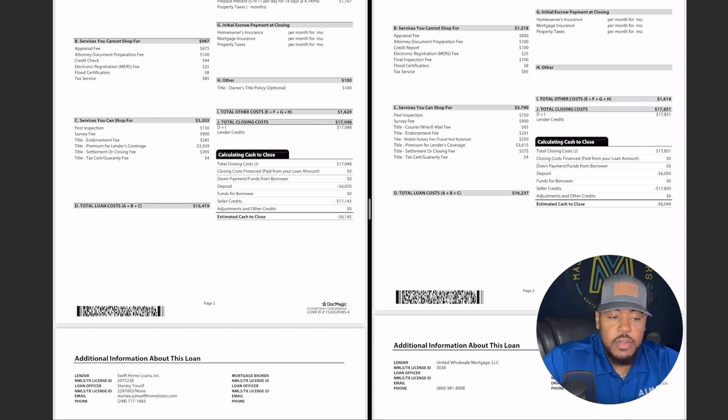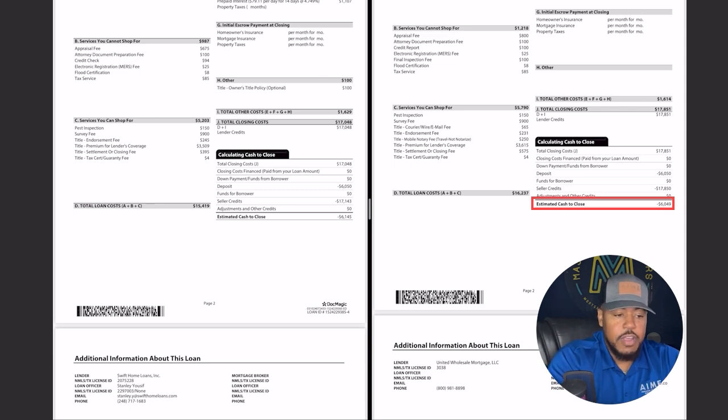However, if you do have a funding fee on an FHA, USDA, or VA loan, that can be financed into your loan. You're also going to see down payment funds. If you're paying a down payment, it's going to be listed there. Deposit, if you put any deposit up front, it's going to subtract that deposit amount from your calculation of the cash to close. Any seller credits are going to be listed there. And then it's going to give you a total of your estimated cash to close.